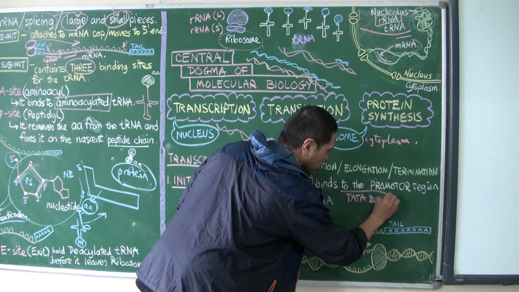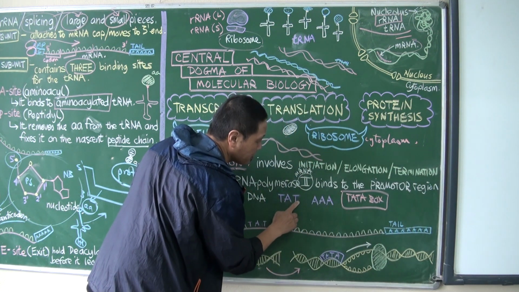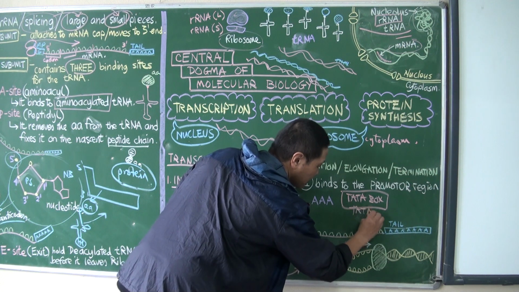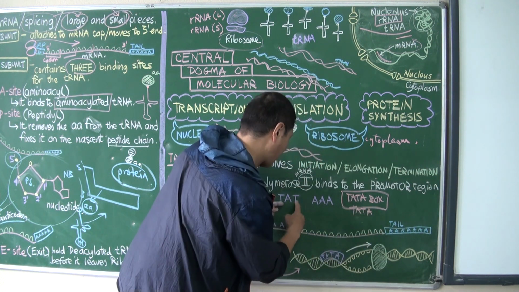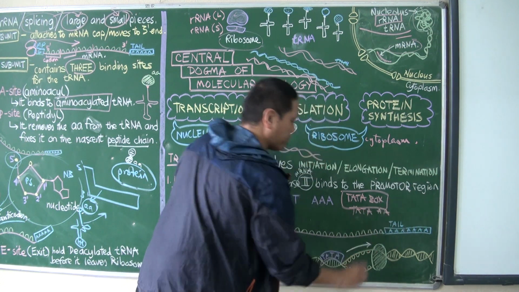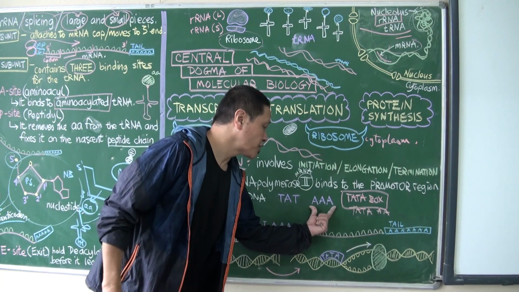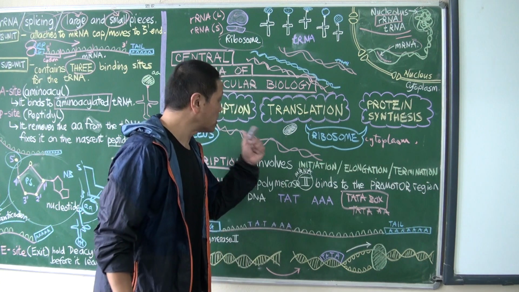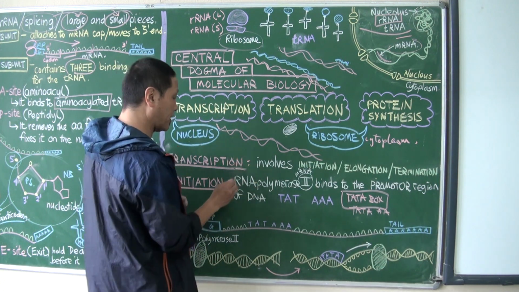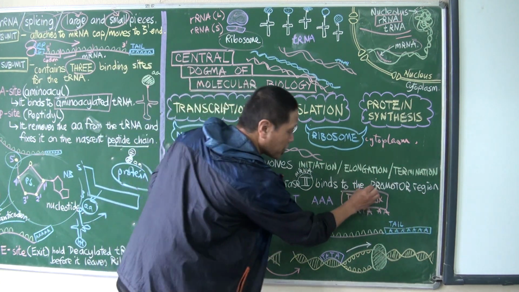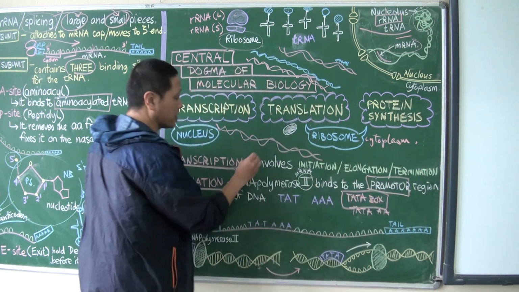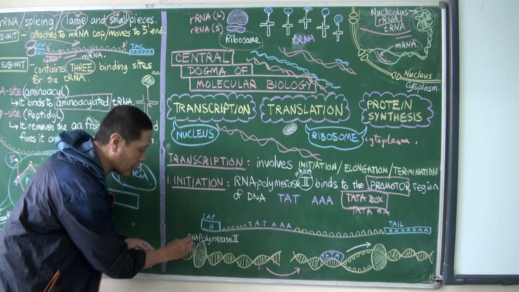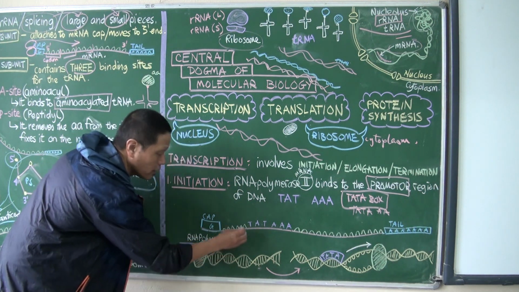It's called the TATA box because it has TATA and AA. So those are the six codons. This is called the TATA box. This TATA box is called the promoter. So let's say the TATA box is here, and the RNA polymerase II.